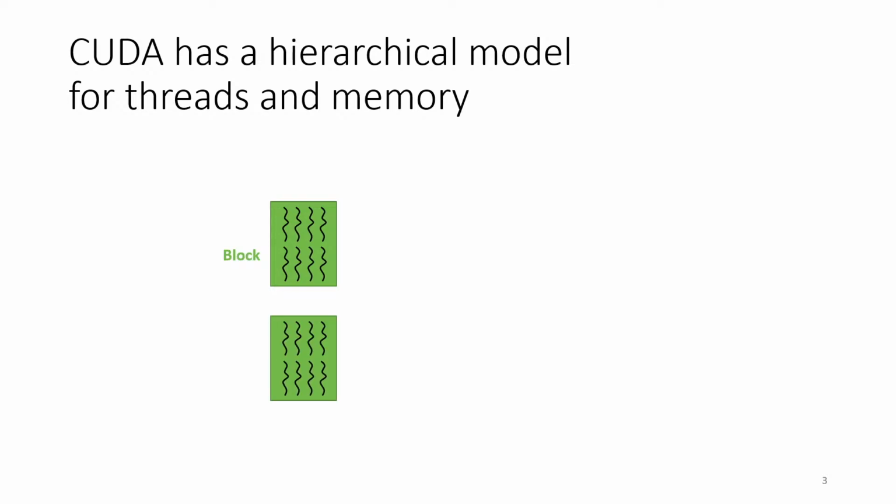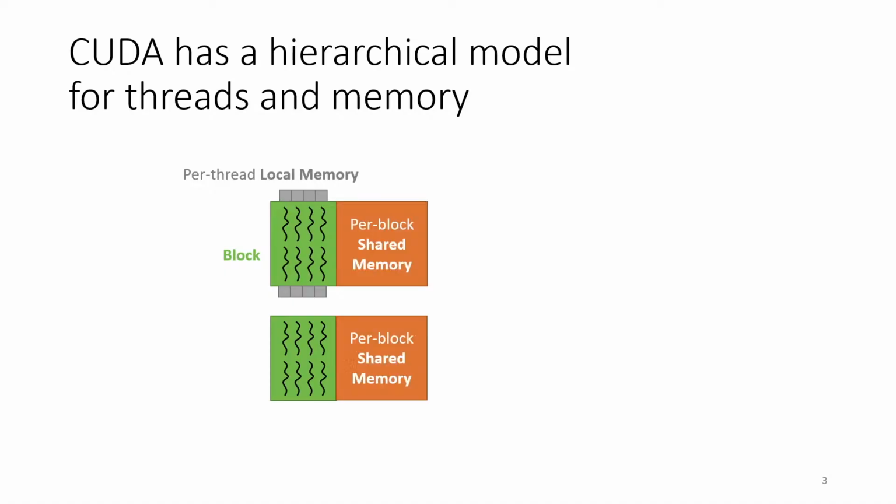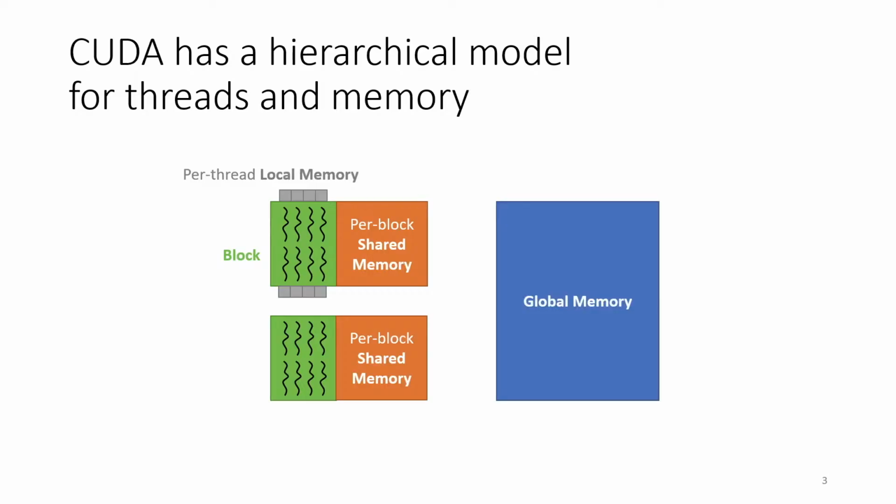And similarly, the memory of CUDA also forms a hierarchy. So every thread has its own copy of local variables. Then threads within a block share access to a larger and slower shared memory. And then all of the blocks share access to an even larger, even slower global memory.